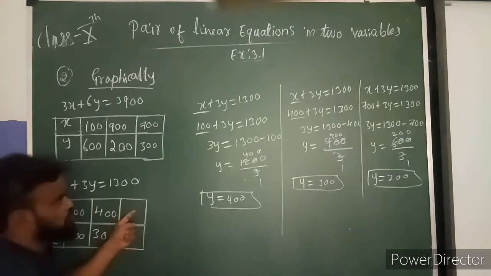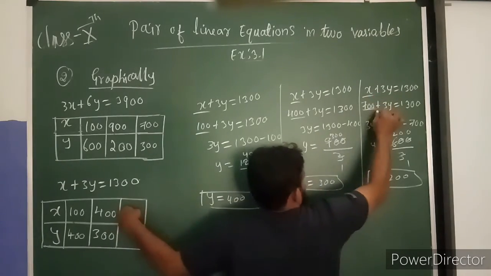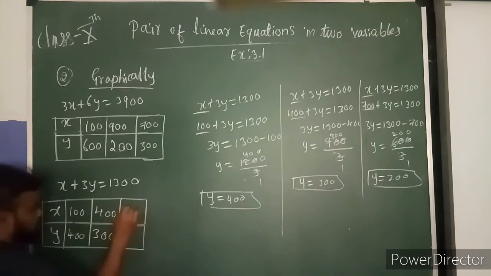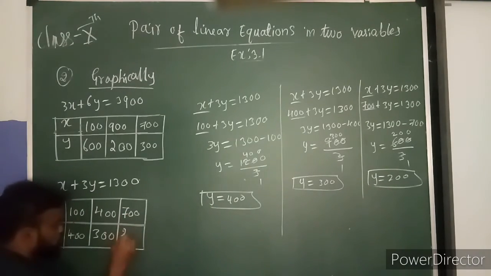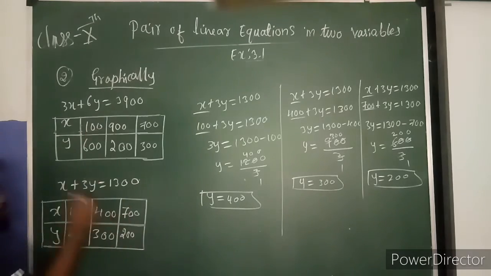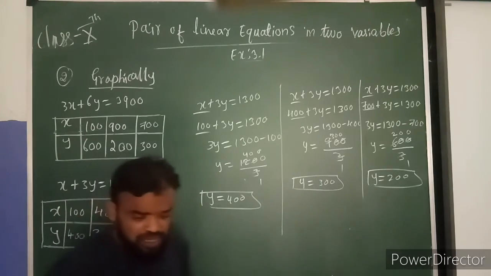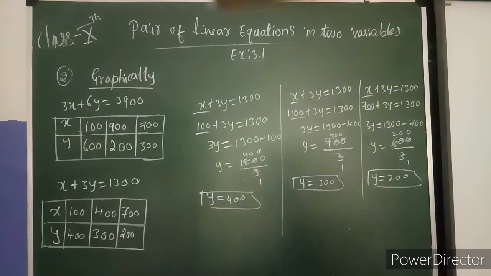What is the value of x we have taken here? 700. What is the value of y we got? That is 200. This is the second table also we got. Now we have to draw the graph, right?